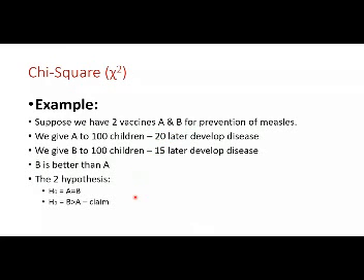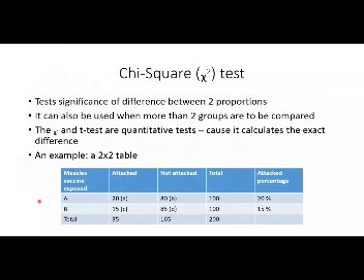Now to state the two types of hypothesis, the null hypothesis says A and B are equal. There is no difference between A and B; the vaccines are similar. While the alternate hypothesis says B is better than A, and this is our claim.